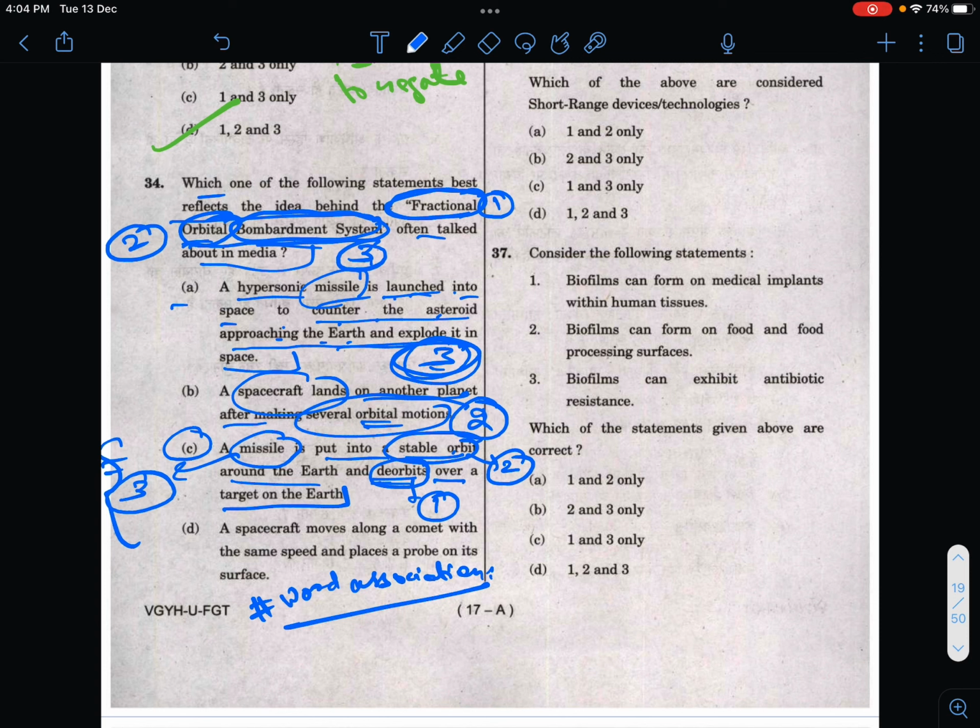I would first also read option D. Option D says a spacecraft moves along a comet with the same speed and places a probe on its surface. In this, all three elements are missing. I don't see orbit being mentioned. I don't see anything related to fractional or to the bombardment system.